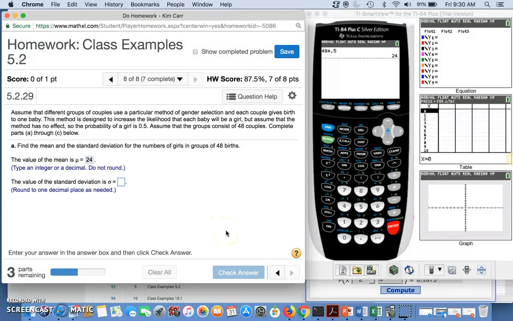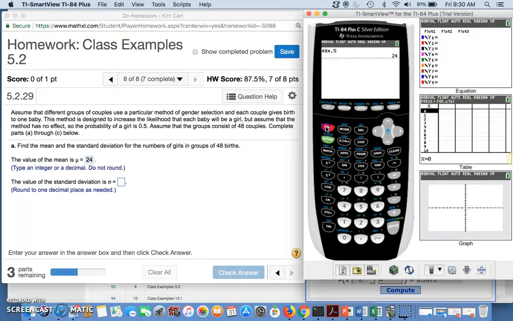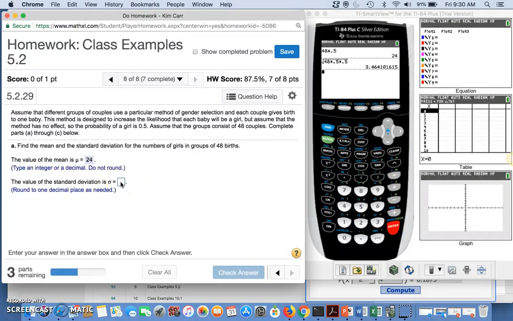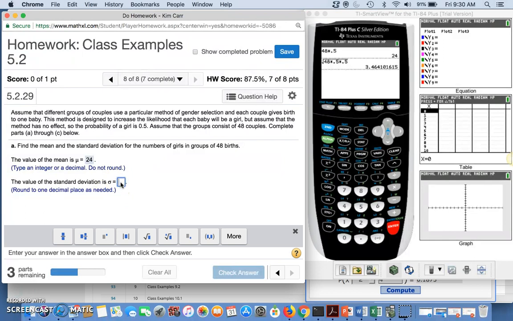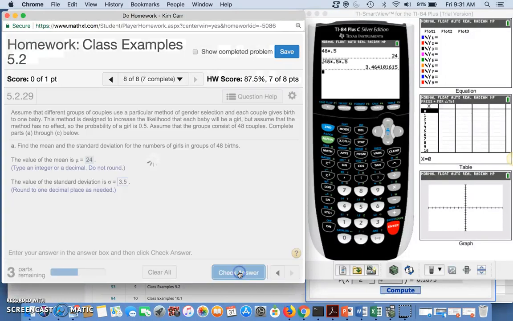Okay, the value of the standard deviation. Remember, we're taking the square root of n, which was 48, times p, which was 0.5, times q, which is 0.5, and to one decimal place that would be 3.5. That's your standard deviation.